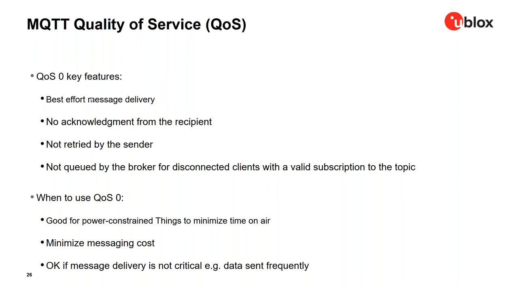So key features, it's best effort message delivery, no acknowledgement back from the recipient, no retries. It's not queued. So if you publish a message at quality of service 0 and there's a client which is subscribed but not connected, then that message is not queued for delivery. So an important thing to remember when we talked before about possibilities of having message loss if you don't manage your connected state appropriately. That's one instance where you could not receive messages that you might be expecting.